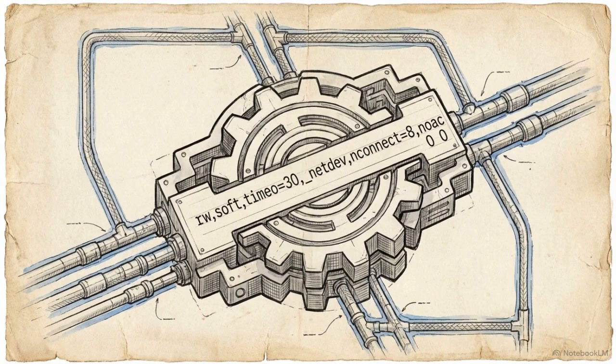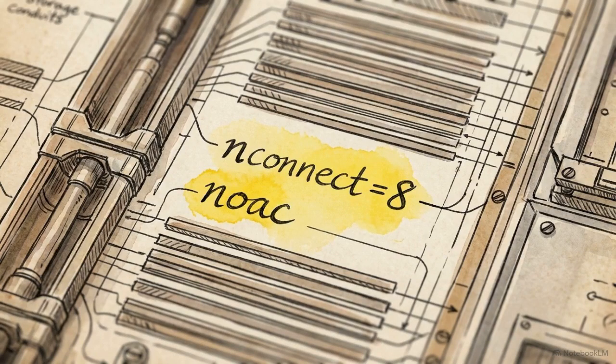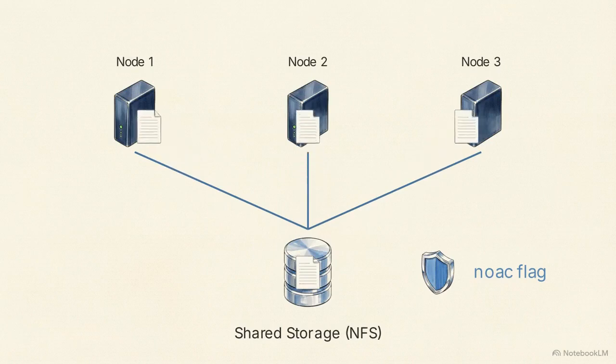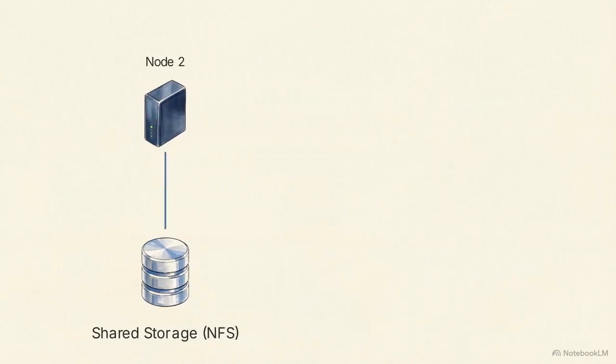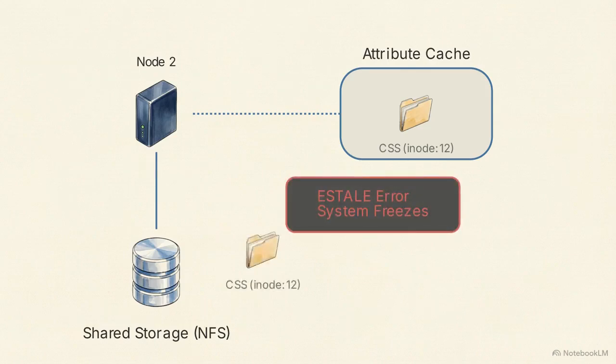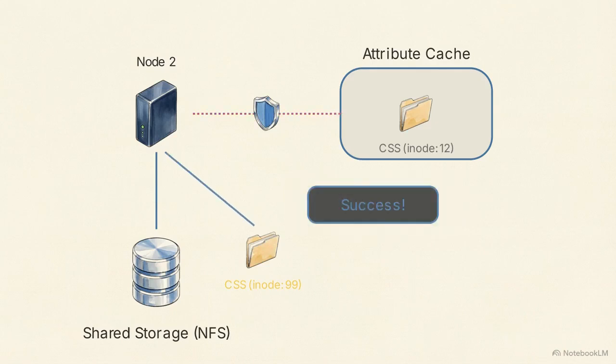For shared media mounts, we must configure the network file system, or NFS, using specific flags in the fstab file. We set nconnect equals 8 to increase storage concurrency, and then append the noac flag to the sequence. The noac, or no attribute cache flag, ensures every node in the cluster sees file updates immediately. This prevents the system from freezing due to a stale file handle, which occurs when a client attempts to read an old cached version of a directory that the visual editor has already deleted and recreated.